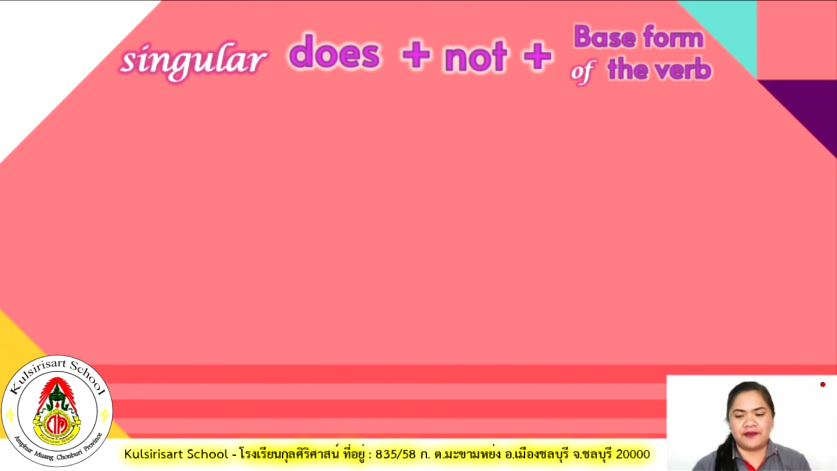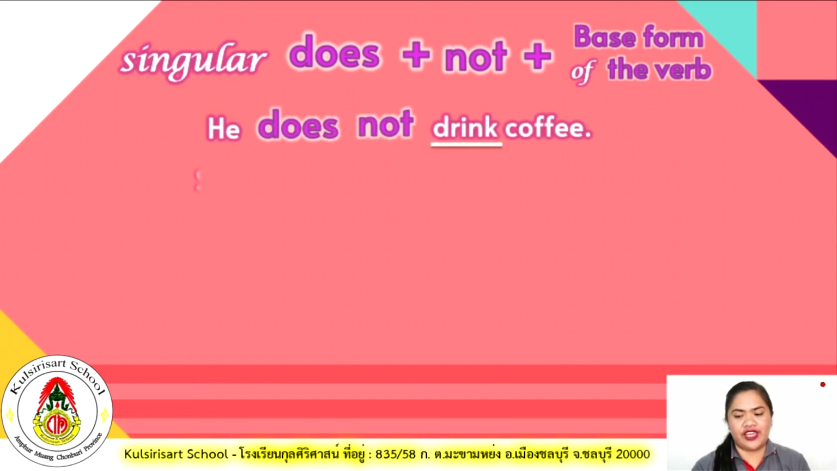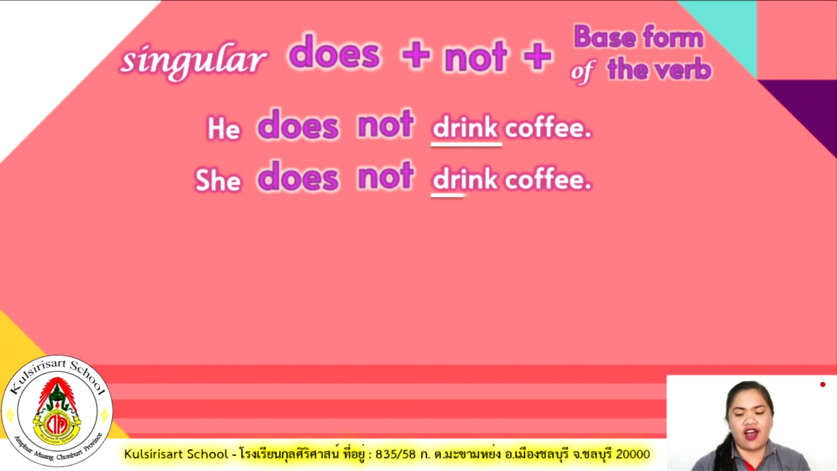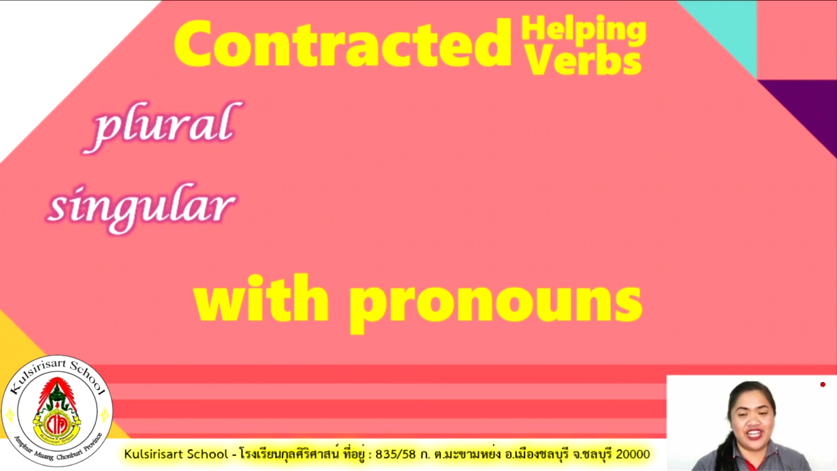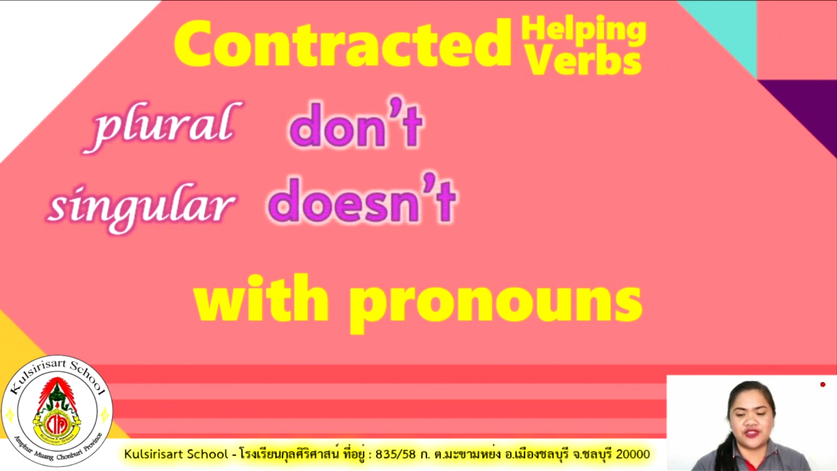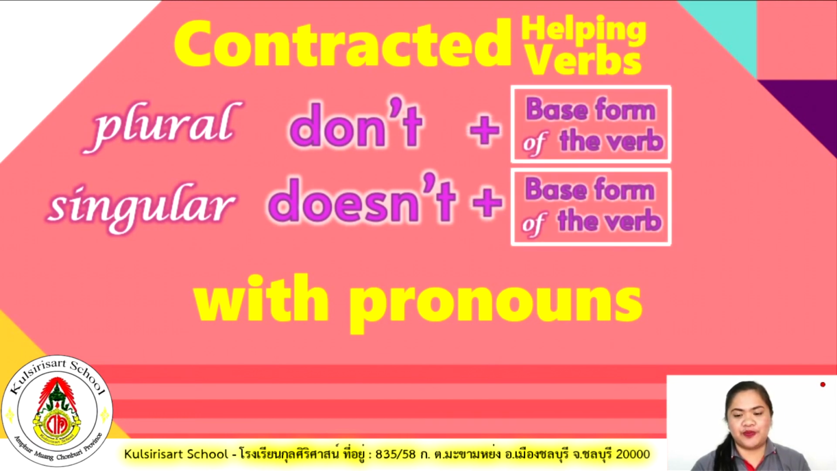Okay, for singular, we are going to use the helping verb does. And then he does not drink coffee. She does not drink coffee. It does not drink coffee. Okay, finish with that. Now let's proceed to the contracted helping verbs. Okay, we have plural don't, singular doesn't, and then plus helping verb. Remember that do not is combined together to form don't. Does not combine together to form doesn't.